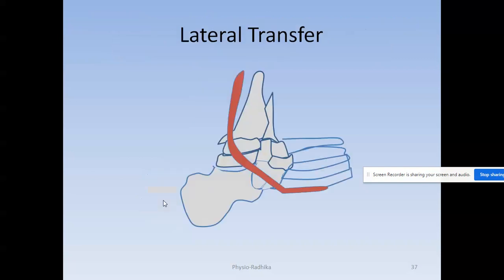Coming to the lateral transfer. Lateral transfer, we usually do it when the peroneus brevis is injured. Peroneus longus is attached to the metatarsals, whereas peroneus brevis is known to attach to the navicular bone. The action of both is nothing but eversion.